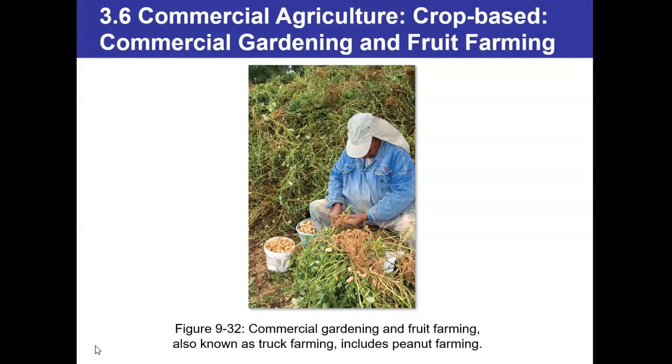Looking at figure 9-32, located on page 327 of your textbook, you can see commercial gardening and fruit farming, also known as truck farming. This includes peanut farming as well. This is a picture of a farm worker harvesting peanuts in Georgia.